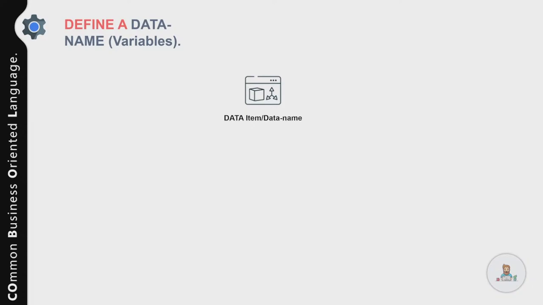Every variable that is used in the COBOL program must be defined in the data division. And the thumb rule to create a data name is that you can use numbers, letters, and hyphen with a maximum of 30 characters in each name.